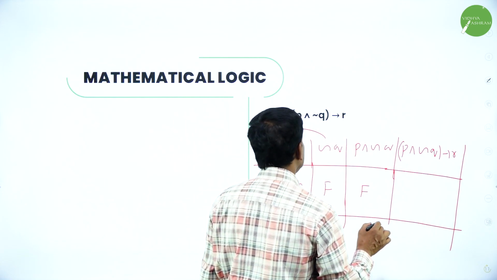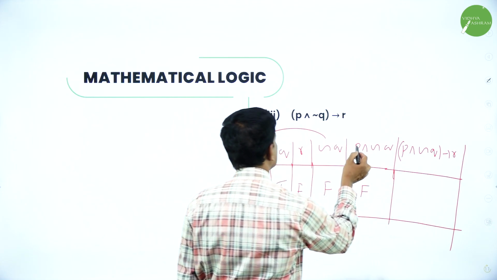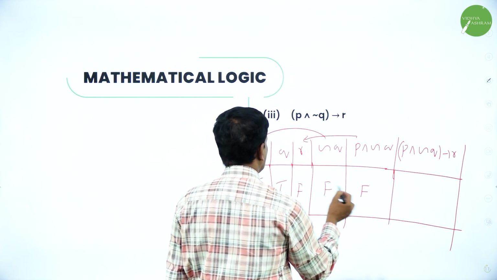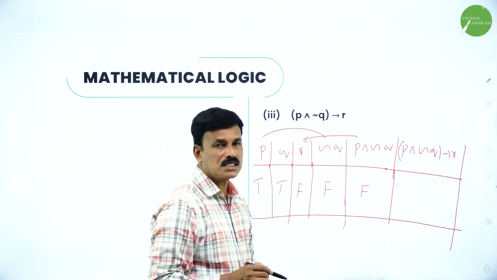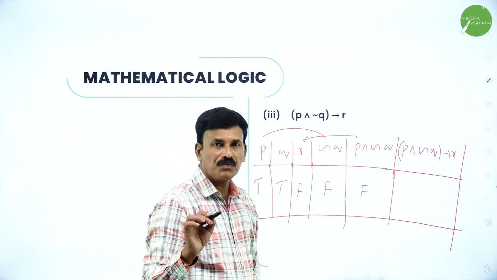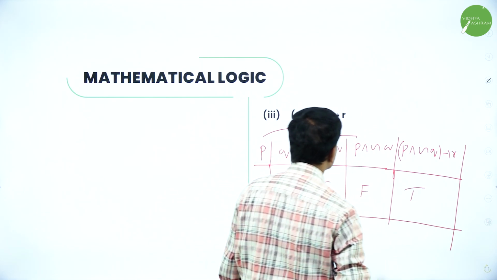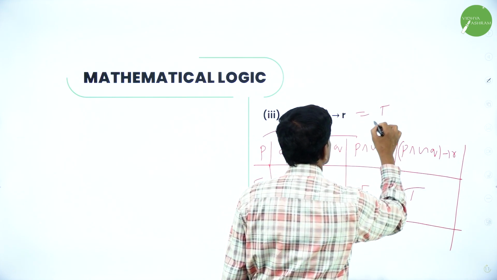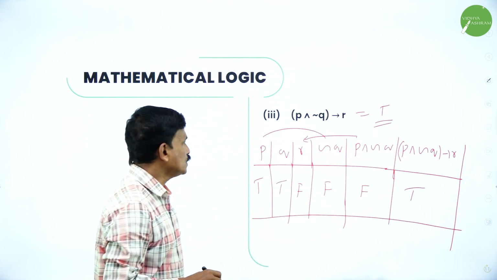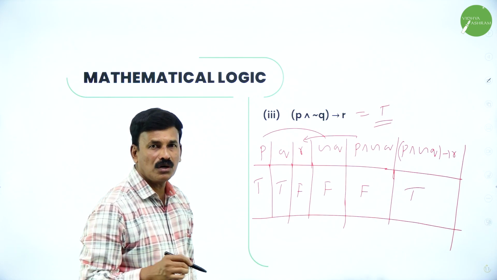Now write down the conditional for these two. Conditional statement for these two. That is false and false. So what is the conditional statement for false and false? True and false is false. In all other cases it is true. False and false is also equal to true. So therefore, this is the truth value. So P conjunction negation Q conditional to R is true.